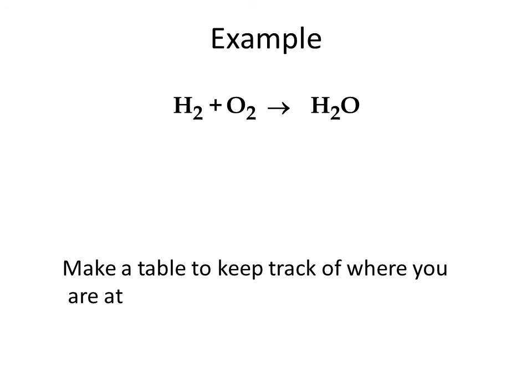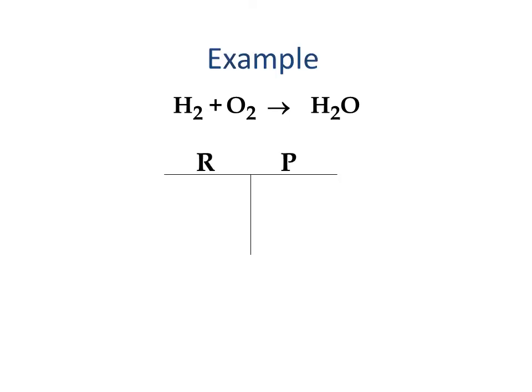And then we make our table and we start looking at our atoms and making sure that we're okay. So we set up our table with our reactants and then a line to separate our products. First thing we do is we write down what elements we have. In this case, it's very simple. We only have hydrogen and oxygen.